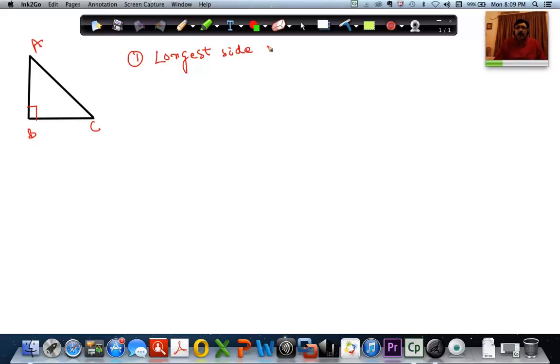Now there are a few other things which you can talk about. Given the Pythagoras theorem, let me draw a right angle triangle again, A, B, C. Given a right angle triangle, there are a few things you can say. The first thing is, the longest side of a right angled triangle will be its hypotenuse. So the longest side will be the hypotenuse.